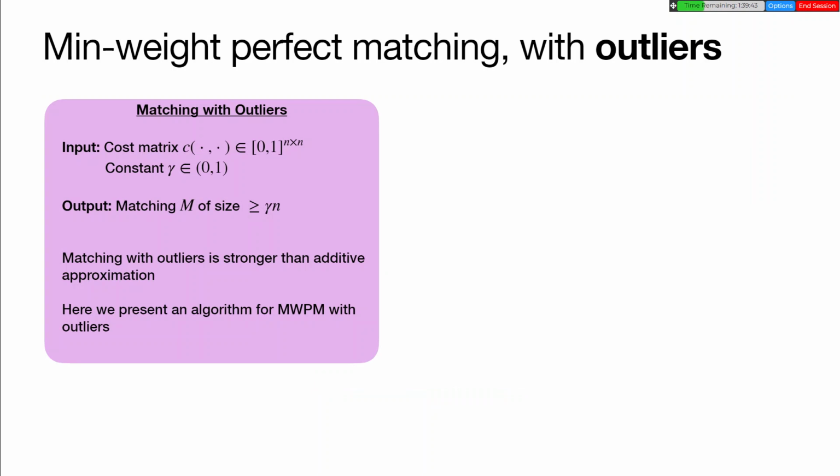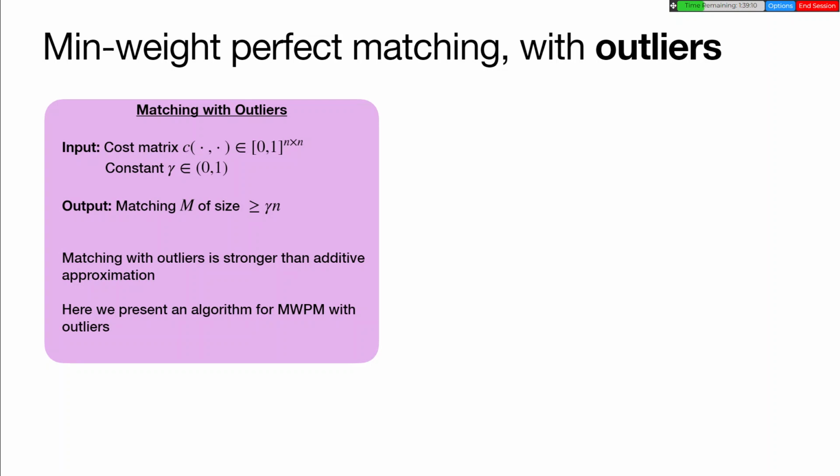So the problem is as follows. We get as input a cost matrix with values between 0 and 1, and a constant gamma between 0 and 1. And what we want to output is a matching of size gamma n. And matching with outliers is stronger than an additive approximation because if we have a matching that is of size at least gamma n, then we end up paying at most (1 minus gamma) n if we just match the remaining vertices arbitrarily.